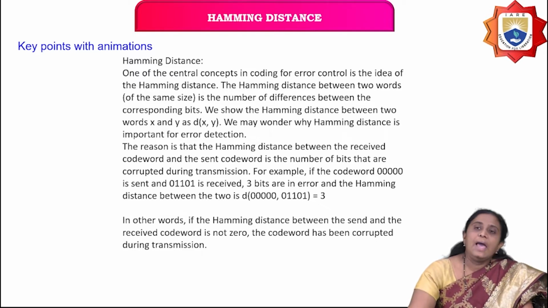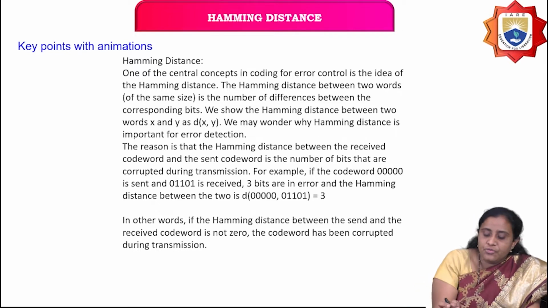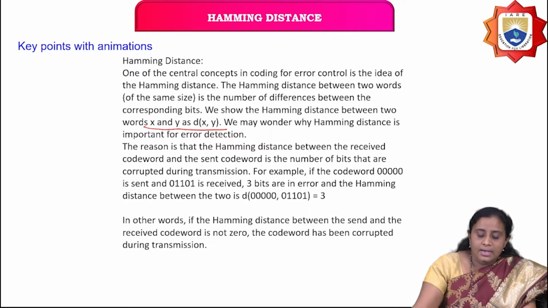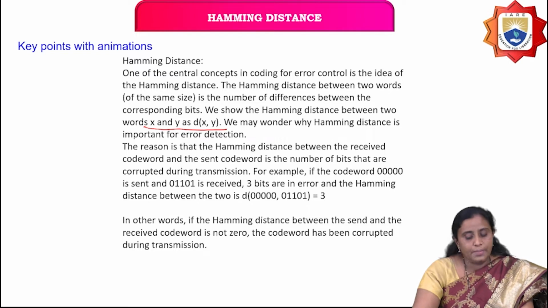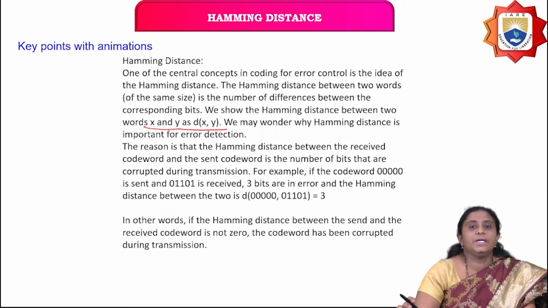So we show the Hamming distance between the two words. Suppose we assume they are x and y, so it is d(x, y). We may wonder why Hamming distance is important for error detection, and I need to explain how. The reason is that the Hamming distance between the received code word and the sent code word is the number of bits which should be corrected during the transmission of data, frames or bits from one source to another destination.